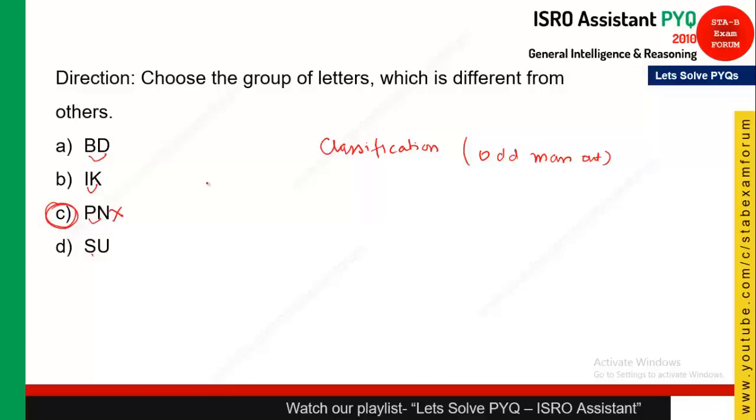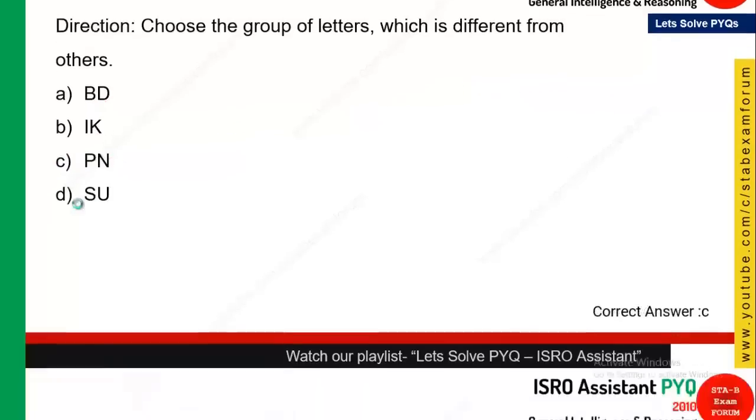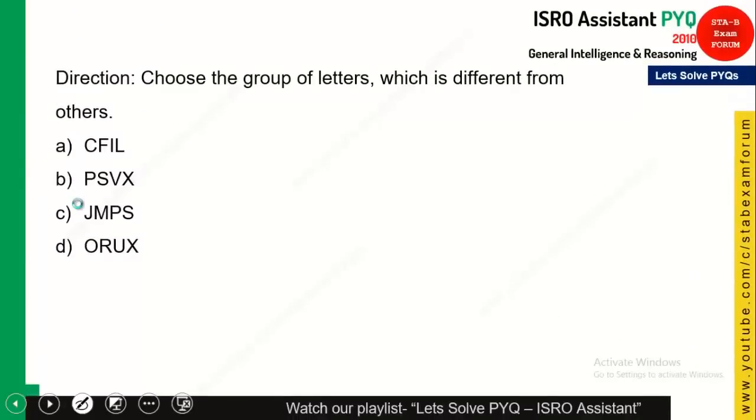So what is the pattern? There is one letter, after that they are skipping one and putting the next character. So option C is not following that rule, so option C is the correct answer. Let's see the next question. It is again from the category classification.